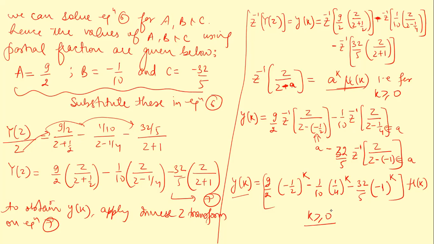So as you can see in these two numericals, we have seen how to apply the shifting property, how to find out the z transform, how to find out the response using inverse z transform, and that too using the partial fraction method.